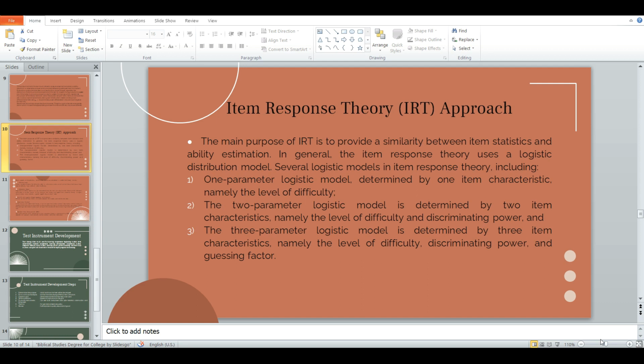Several logistic models in item response theory include the one-parameter logistic model, determined by one item characteristic, namely the level of difficulty. The second is the two-parameter logistic model, determined by two item characteristics, namely the level of difficulty and discriminating power. And the three-parameter logistic model is determined by three item characteristics, namely the level of difficulty, discriminating power, and guessing factor.